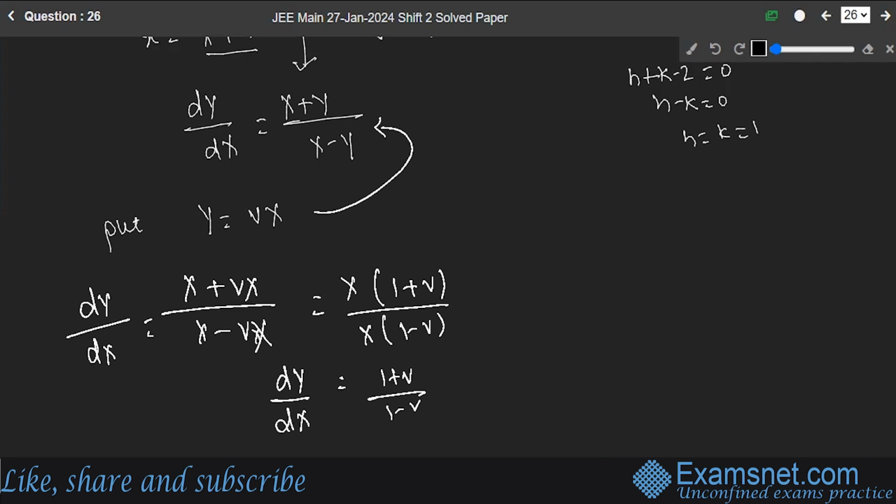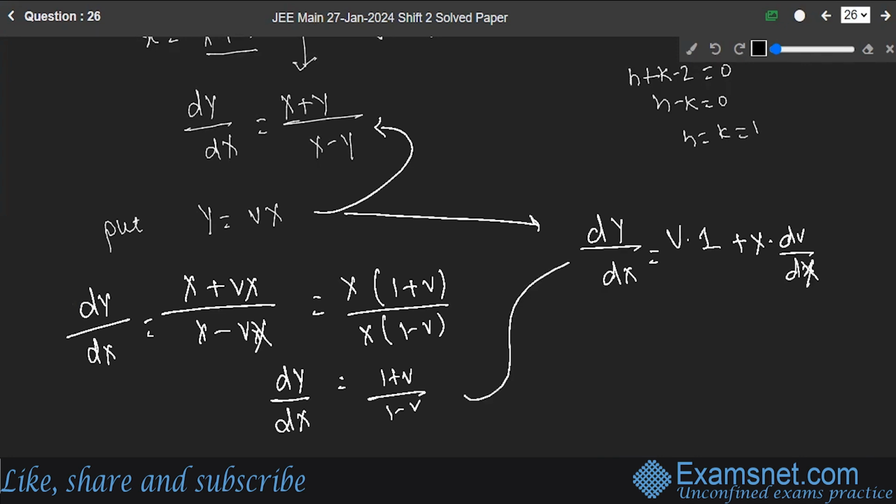Now let's use this equation again. Let's differentiate. Dy by dx is equal to first function into derivative of second plus second function into derivative of first. This is already solved, so let's fill in this equation. (1 plus v) upon (1 minus v) is equal to v plus x into dv by dx.